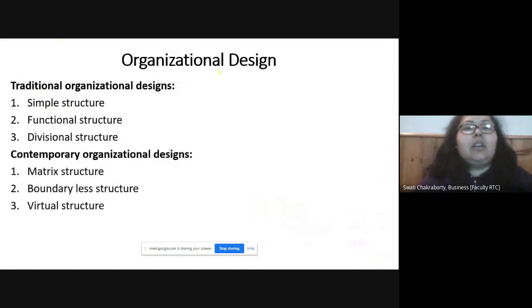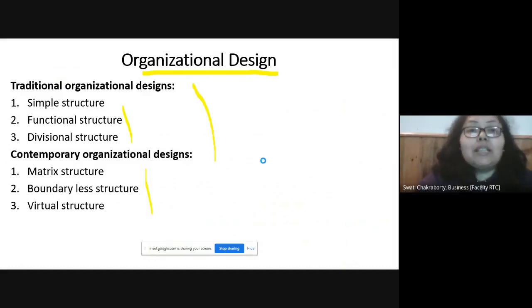Okay, we go to the next part, that is organizational design. Organizational design can be divided into two parts: one is traditional and the other is contemporary. Traditional organizational design comprises simple, functional and divisional structures, whereas contemporary talks about matrix, boundaryless, and virtual structures. Let's go into more detail.